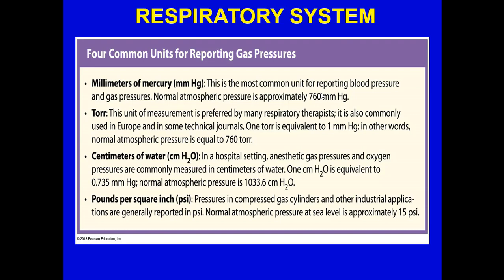Pounds per square inch. Normally, this is the pressure in compressed gas cylinders and other industrial applications. They're generally reported in PSI. Normal atmospheric pressure at sea level is approximately 15 PSI. The better number is 14.7 PSI.